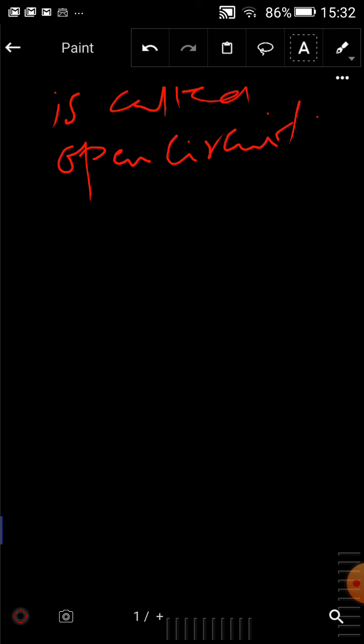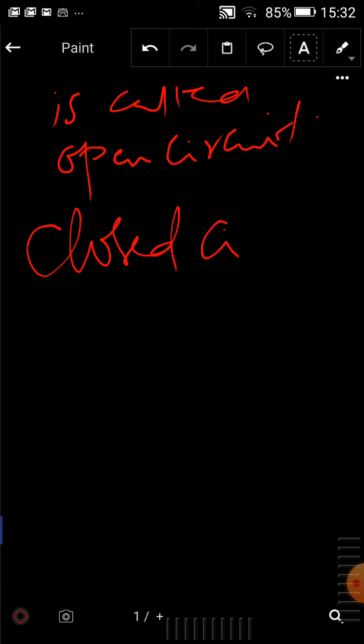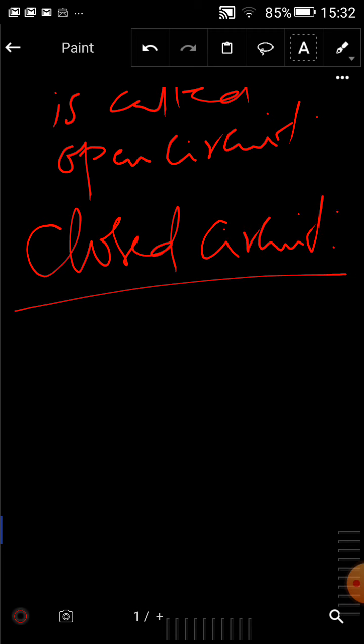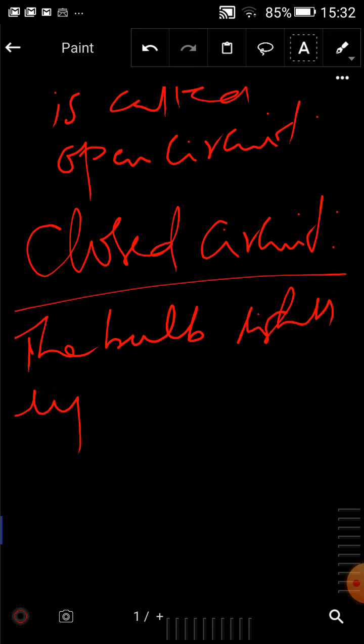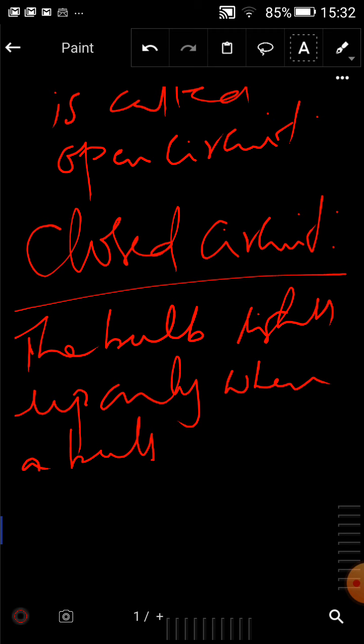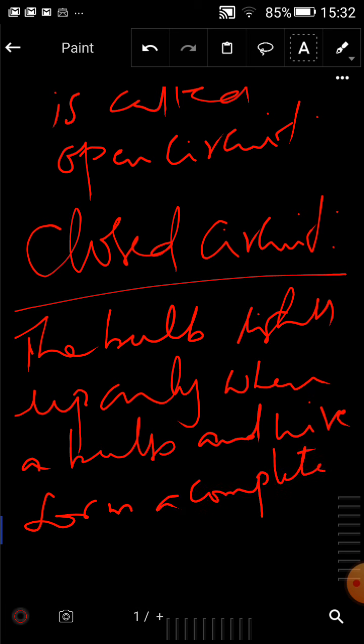Then what about a closed circuit? The bulb lights up only when the bulb and wire form a complete path, which starts at one terminal of the electric cell and ends at the other terminal.